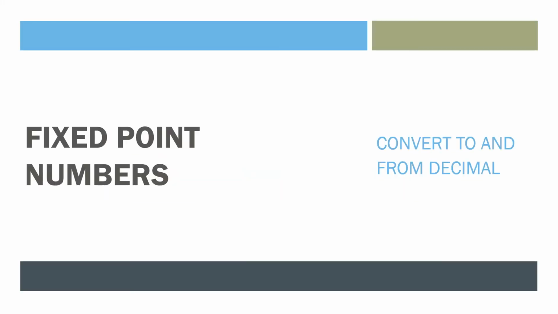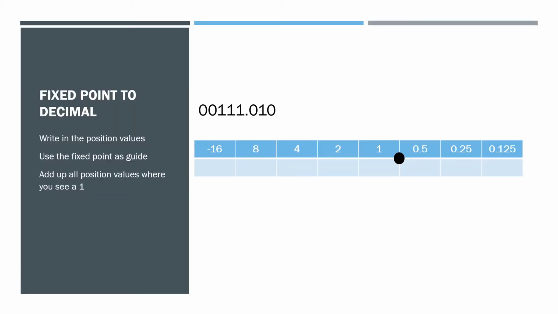We'll also need to know how to convert fixed point numbers to and from decimal. So in a fixed point number, the point tells us the position values, and the position values to the left are integers and to the right are fractions, and they're all powers of 2. So you just start at 1 and then you halve them, 0.5, 0.25, 0.125. The fixed point tells us what the values are. So we put the bits into the grid and then we add every position where we see a 1. So this is 7.25.